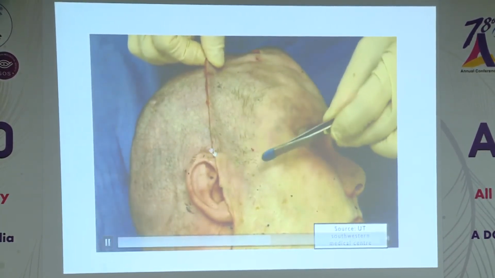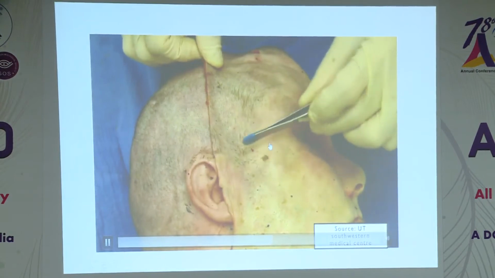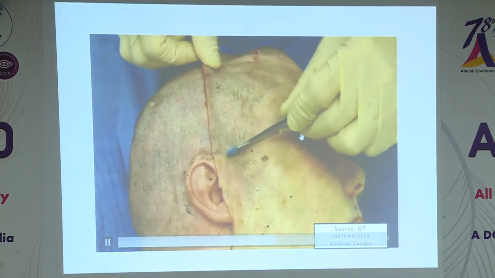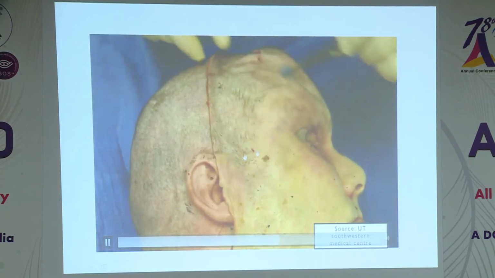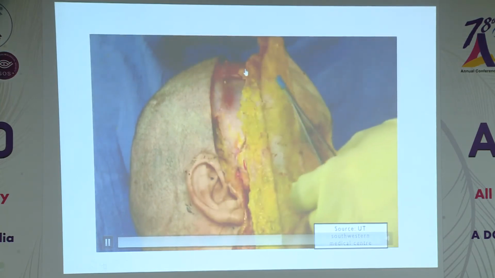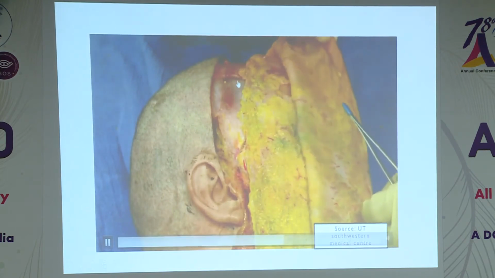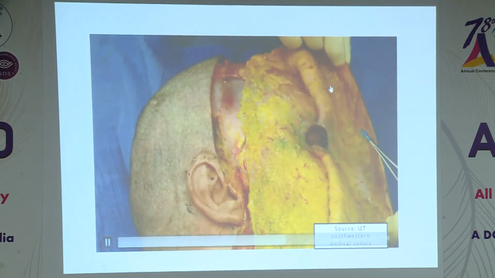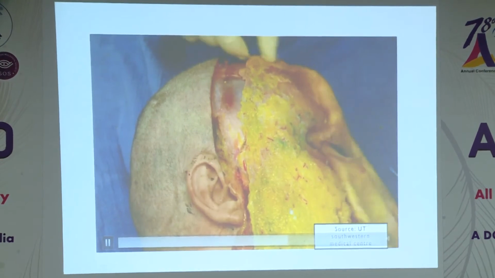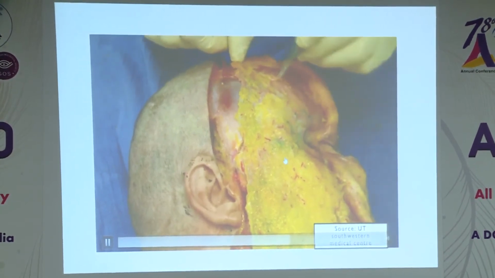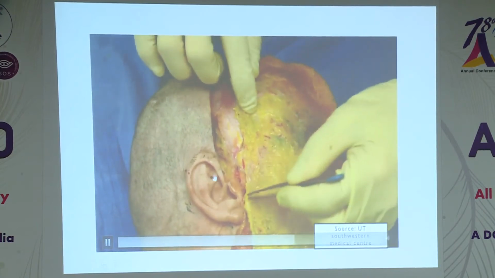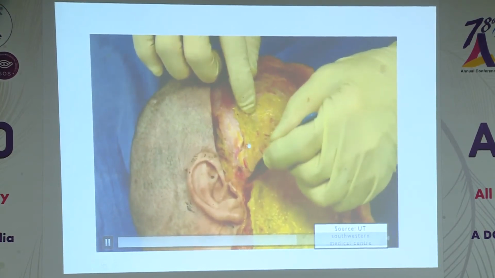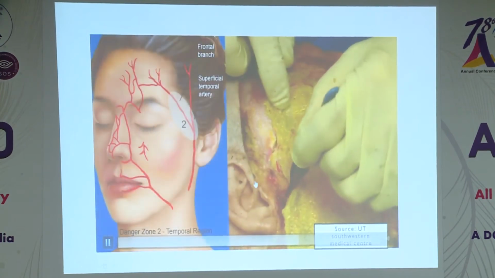This is the temporal area, the next important area to be discussed. It is bounded inferiorly by the root of the helix and the lateral canthus, and superiorly at the fusion zone of the frontalis muscle and the temporalis muscle. As we take off the skin and subcutaneous tissue, we see this superficial temporoparietal fascia. Below this superficial temporoparietal fascia is the deep temporoparietal fascia and the temporalis muscle.